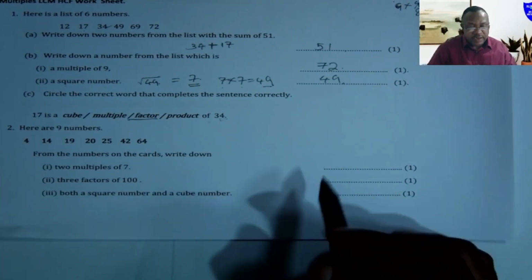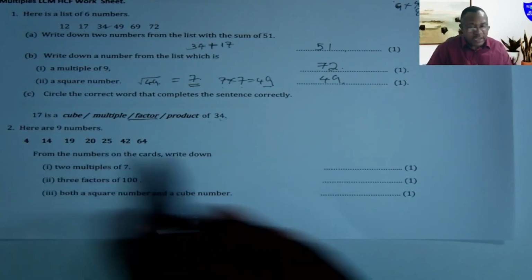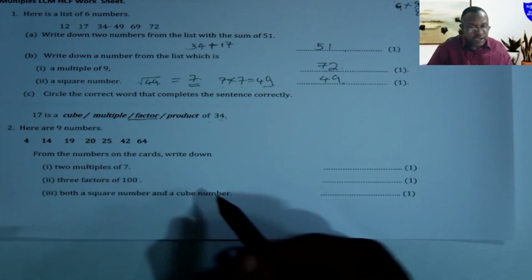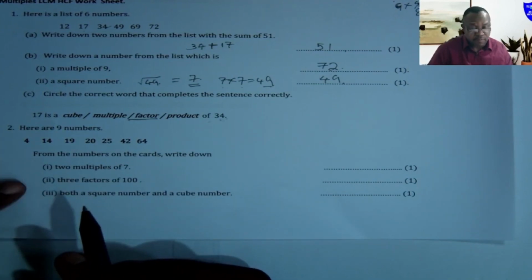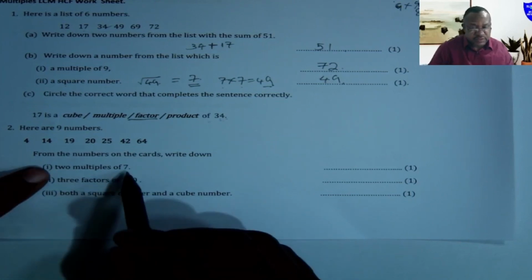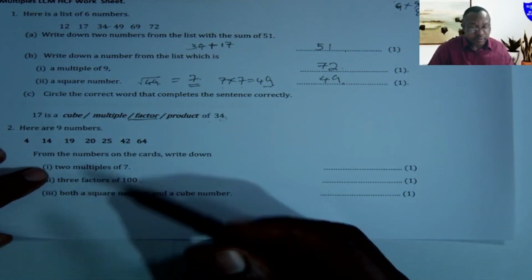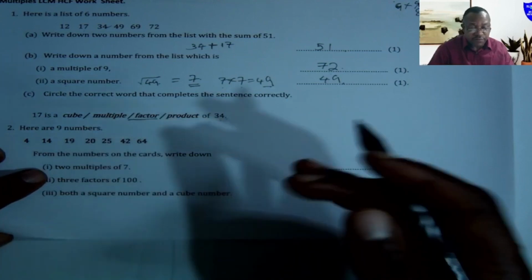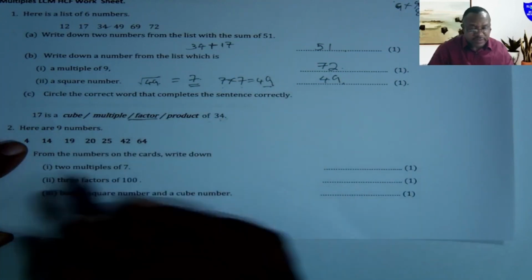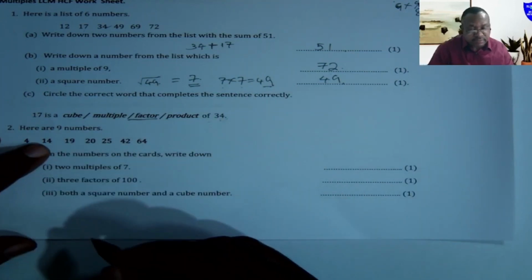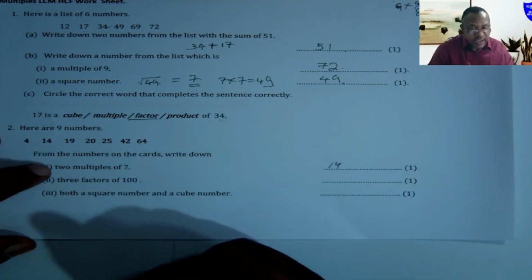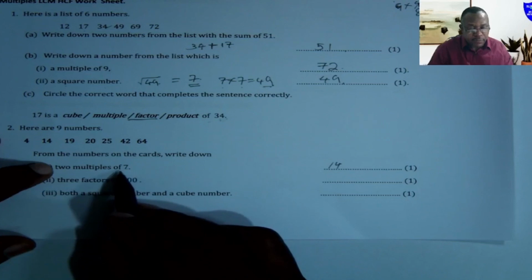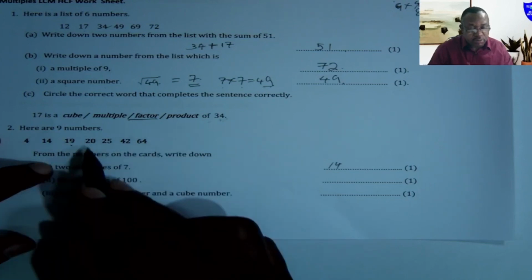Here are 9 numbers, right? You've got the 9 numbers there. From the numbers on the cards, write down 2 multiples of 7. Multiples of 7, these are numbers that can be found by multiplying 7 by 1, 2, 3, 4. 4 is less than 7, so that's out already. 14, yeah, because 7 times 2 is 14, right? Which other number here? 19, no.